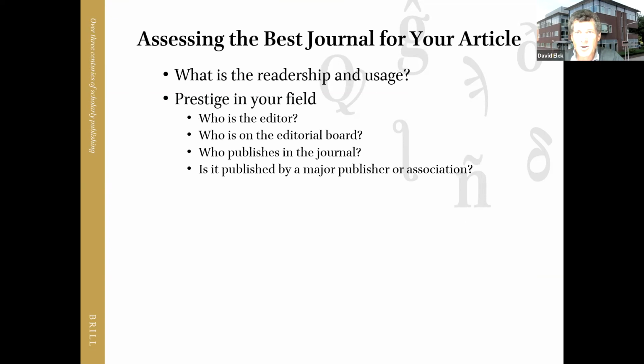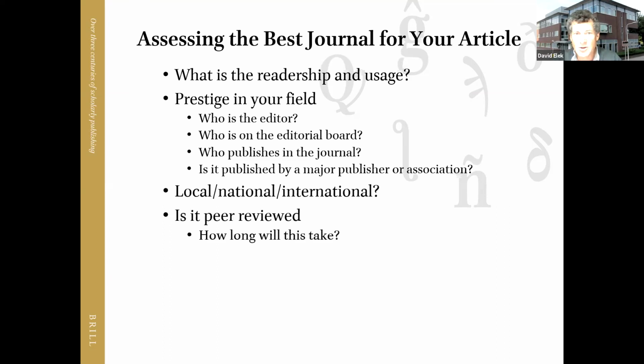Now, assessing the best journal for your article, assuming you're doing the research, you're in the process of writing it, you want to choose a particular journal. What is the readership and usage of that journal? Do your peers read it? Does your library have a copy of it? Do you have access to it? Who's the editor? Who's on the editorial board? All of this information is freely available on the internet. Who else publishes in the journal? Is it published by a publisher that's strong in the field, as we've seen from the different types of publisher before?